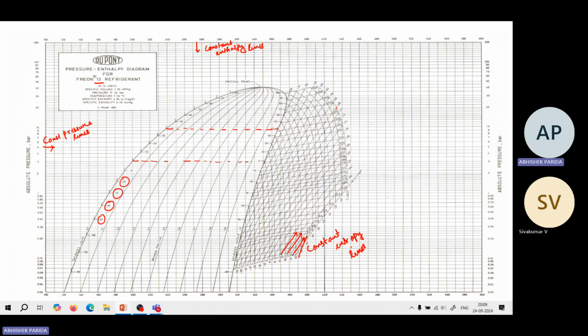From here, what are the points you need to find out? First of all, this is our point number 1. Then for the next point, you have to follow the isentropic line like this, till the condenser pressure. You join it here, so this is our point 2. Then you come along the condenser line to the saturated liquid line. This is point 3. Then you have to come straight.